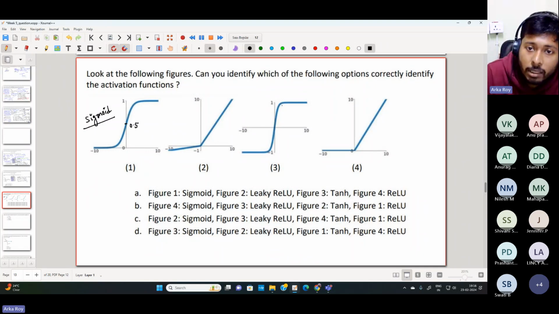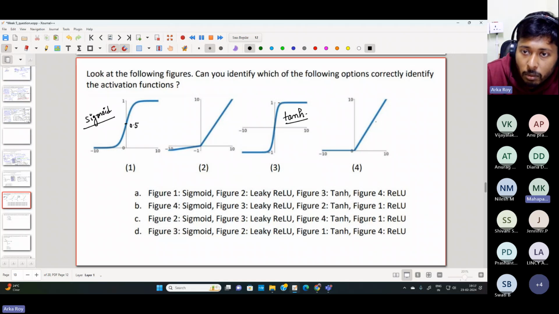Then over here, the value ranges from +1 to -1. So what is this one? Leaky? No. This is actually tanh. The hyperbolic tangent function ranges from -1 to +1. So this is the tanh activation function.